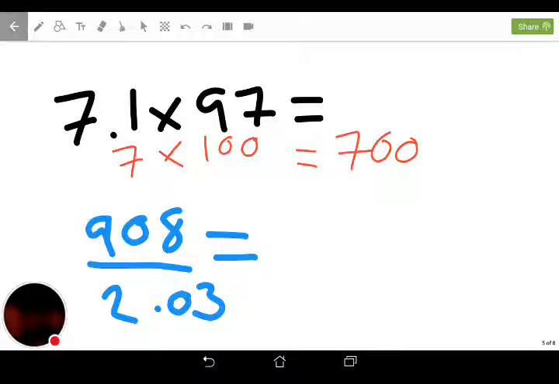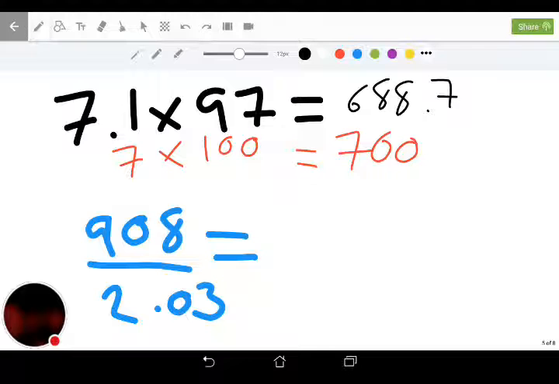However, in the question it says estimate, so we would just estimate this one. But I'll put the actual answer up on the board just so you can see it. So it's 688.7. So it's very close to 700, therefore we're most probably right with it. In a non-calculator exam you wouldn't have the capability to check this because you wouldn't have a calculator with you. However, if we check it while we're practicing, then we'll be more comfortable with it when it comes to the actual exam.